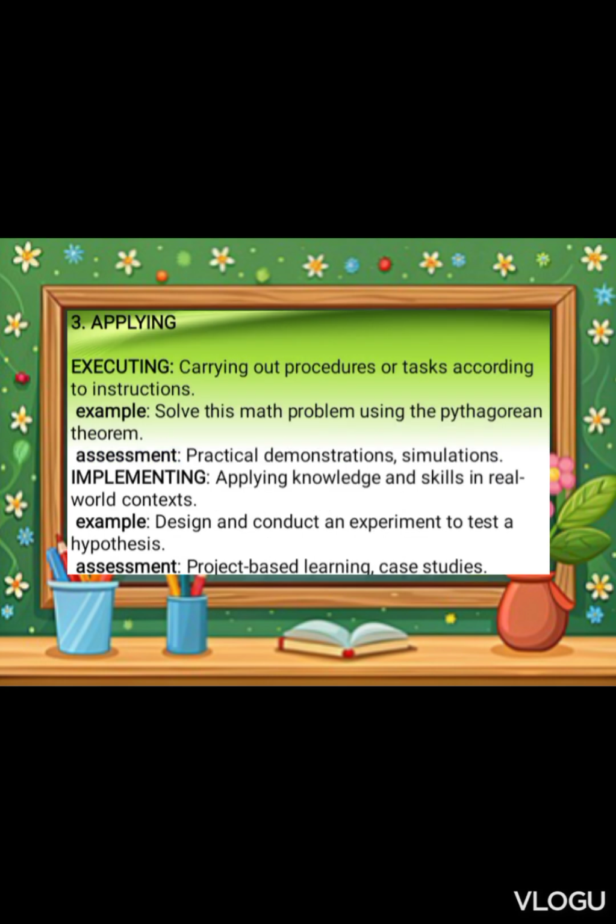Number 3, applying: executing or carrying out procedures or tasks according to instructions. Example: solve this math problem using the Pythagorean theorem. Example of assessment: practical demonstration and simulation.